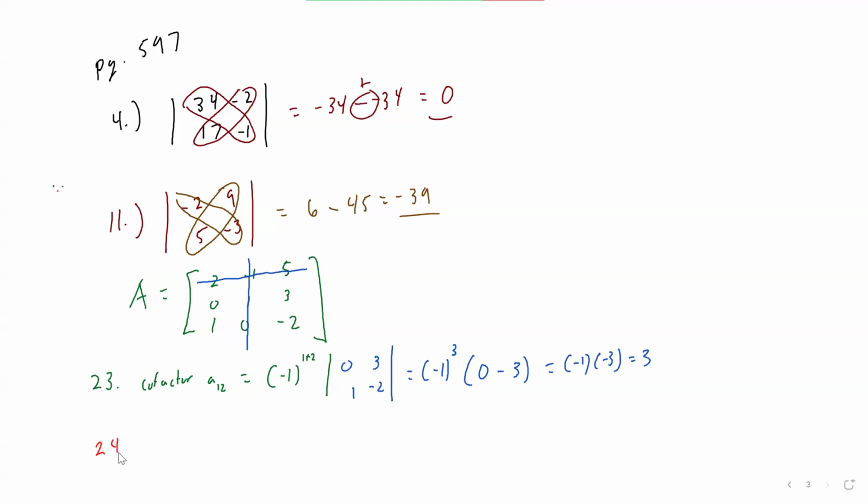Let's look at number 24. Using the same thing, I want you to find the minor of A22. For minors, I can go straight into figuring this part out, so I'm going to erase these lines for this next problem. For A22, I would eliminate row 2 and column 2. So now my determinant here is 2, 5, 1, -2 for the minor. That's going to be 2 times -2, which is -4, minus 5 times 1, which is 5, which gives me -9.